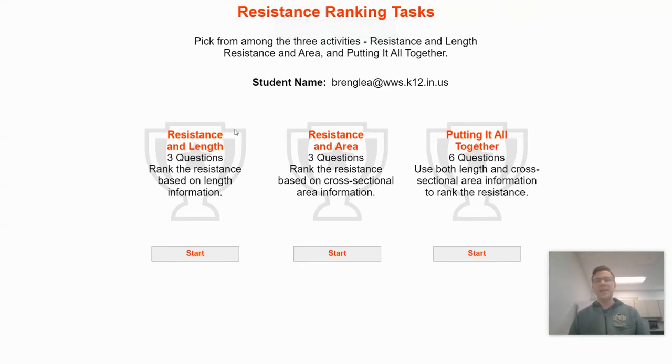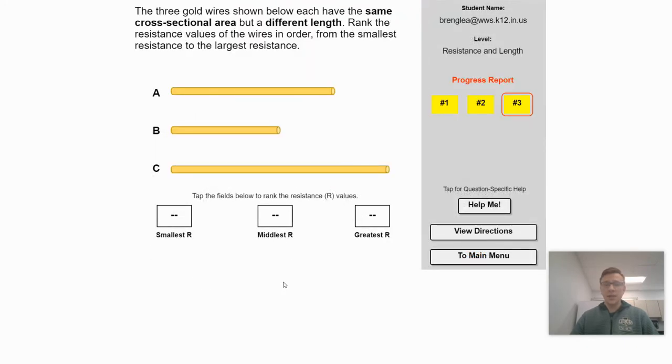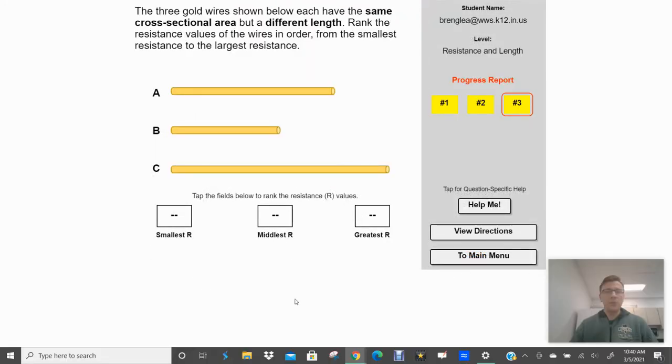Today we're going to be talking about resistance and how that is affected by the length of the wire or the cross-sectional area of a wire. So let's jump right into it here with the resistance and length tropy.